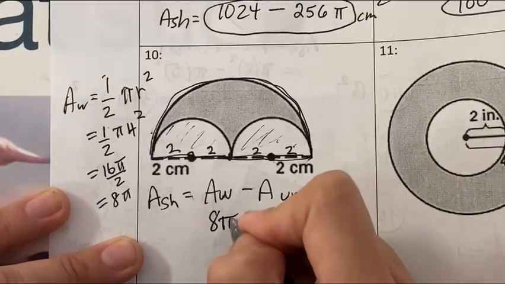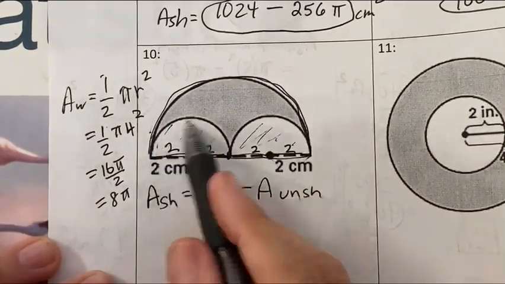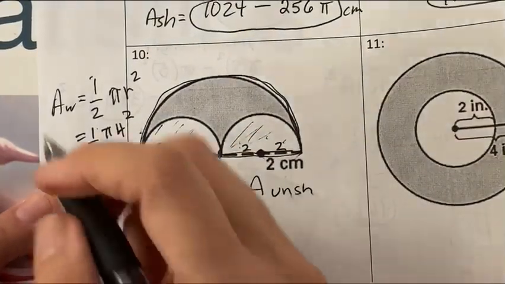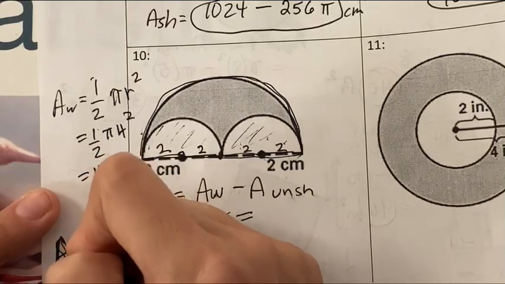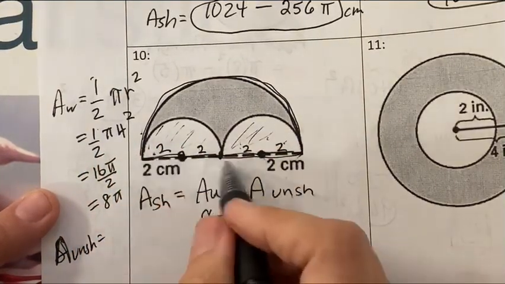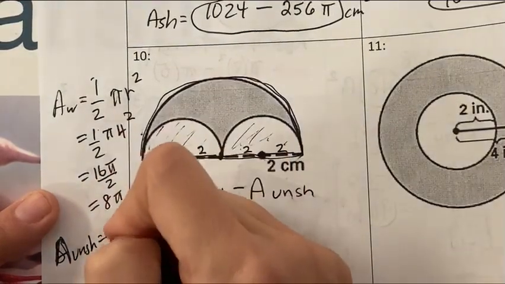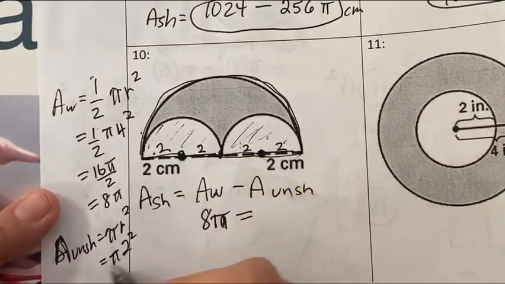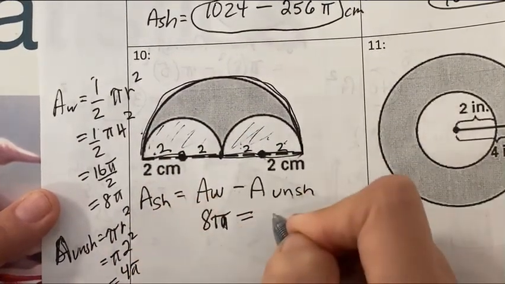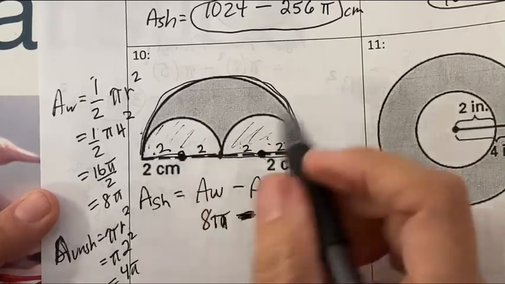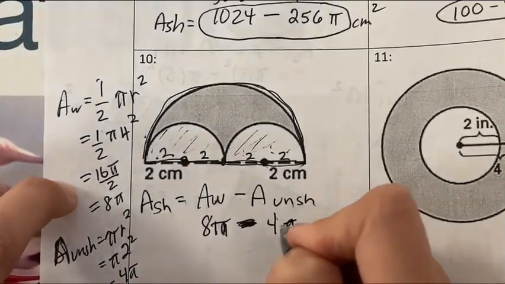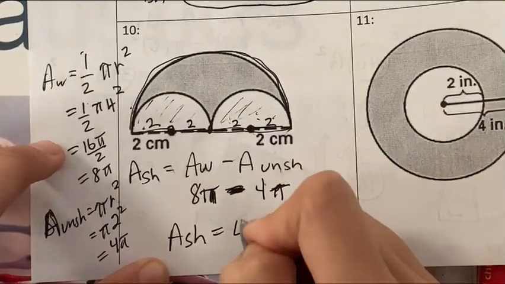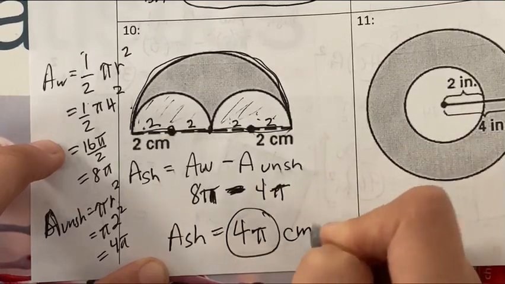So cut out the unshaded part. Well, that's 1/2 of a circle plus another half of a circle, so that is a whole circle. So the area of the unshaded is a whole circle with a radius of 2. That'd just be pi r squared, and the radius is 2, so that would be 4 pi. So the area of my unshaded is 4 pi. So what would be the area of my shaded region? It's 8 pi, take away 4 pi, leaving me 4 pi, centimeters squared.